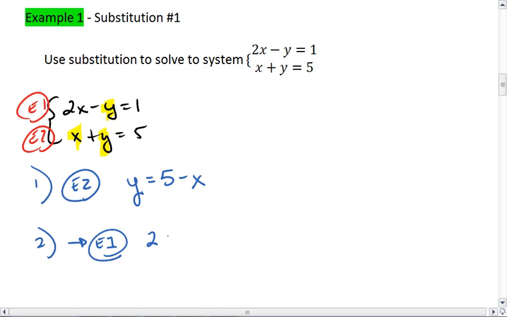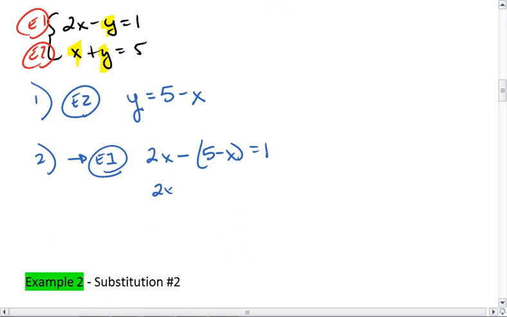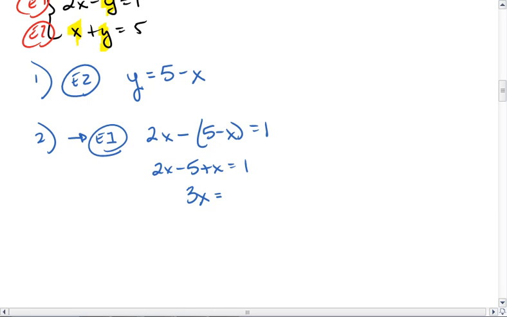So I get 2x minus (5 minus x) equals 1. This gives me 2x minus 5 plus x equals 1. And then I get 3x equals 1 plus 5, so I get 3x equals 6.